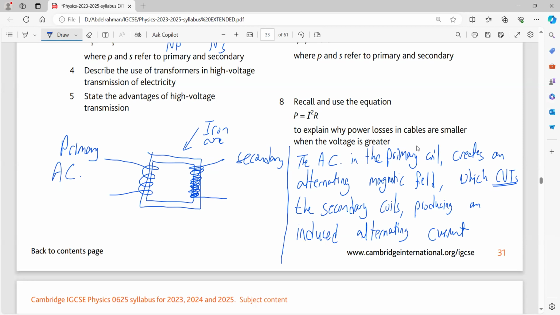Okay, so the primary coil has to have an alternating current in it.